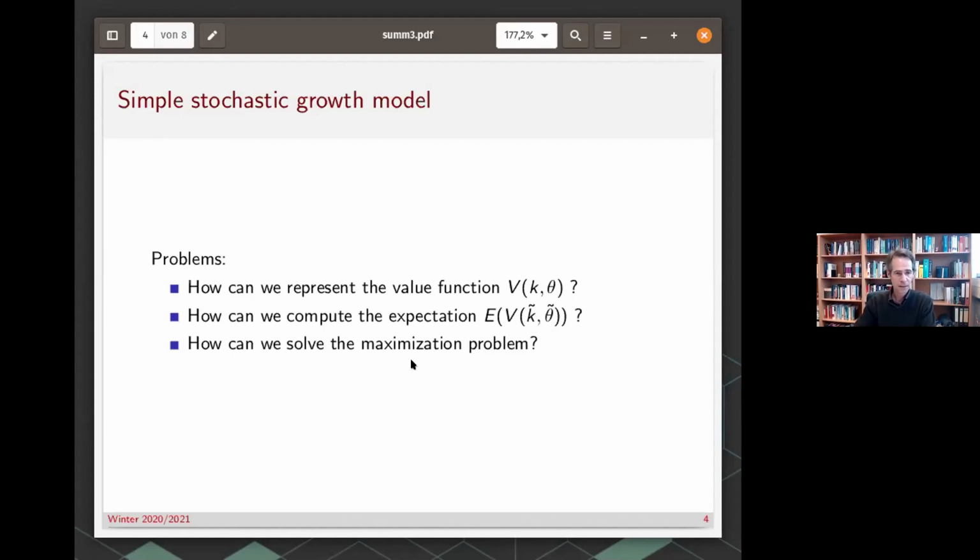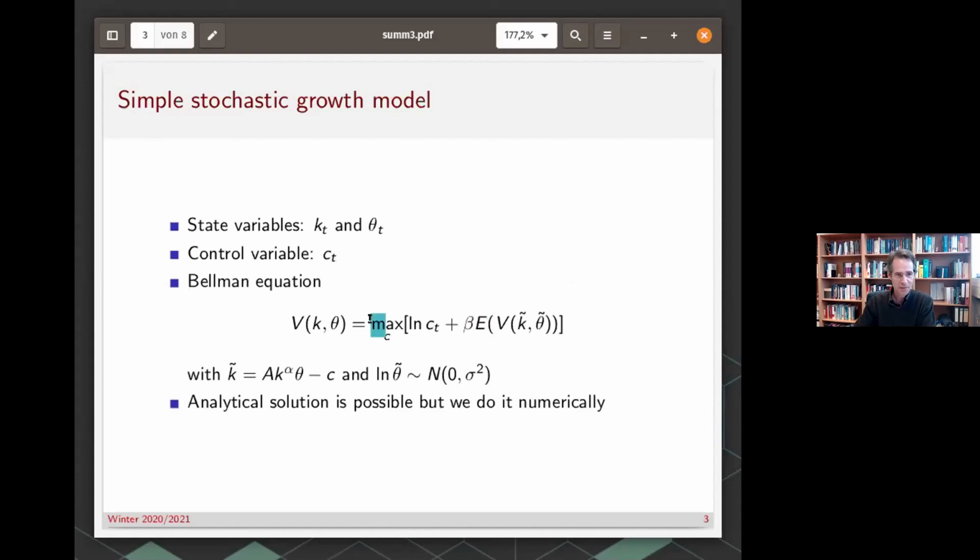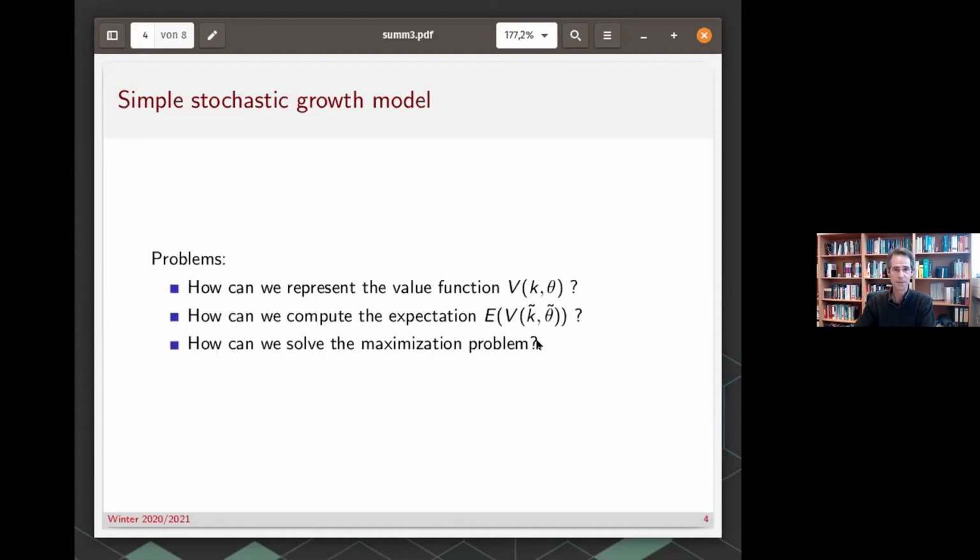All right, and then going back to the Bellman equation, of course, the final thing is how can we do the maximization? Well, that's probably the easiest part here because this is exactly the same as before, as in the deterministic case. All right, so let's start with the first problem. How can we represent the value function?